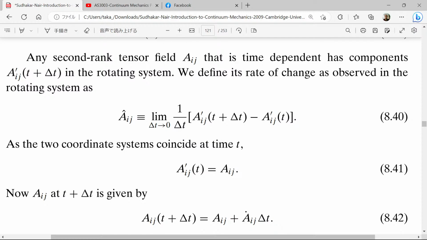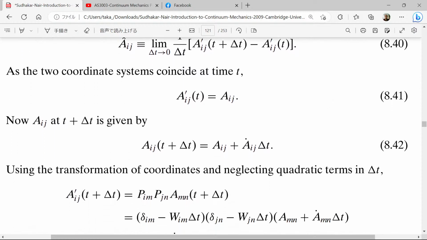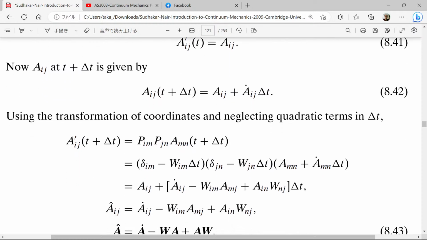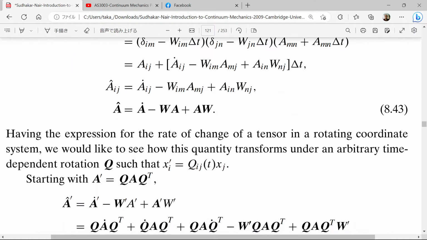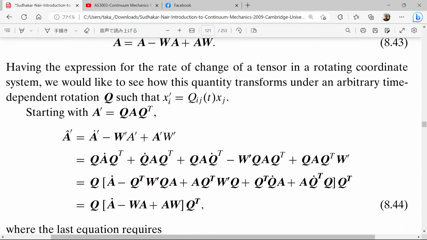We define its rate of change as observed in the rotating system like this. As the two coordinate systems coincide at time t, now Aij at t plus delta t is given by this. Using transformation of coordinates and neglecting quadratic terms in delta t, we obtain this.